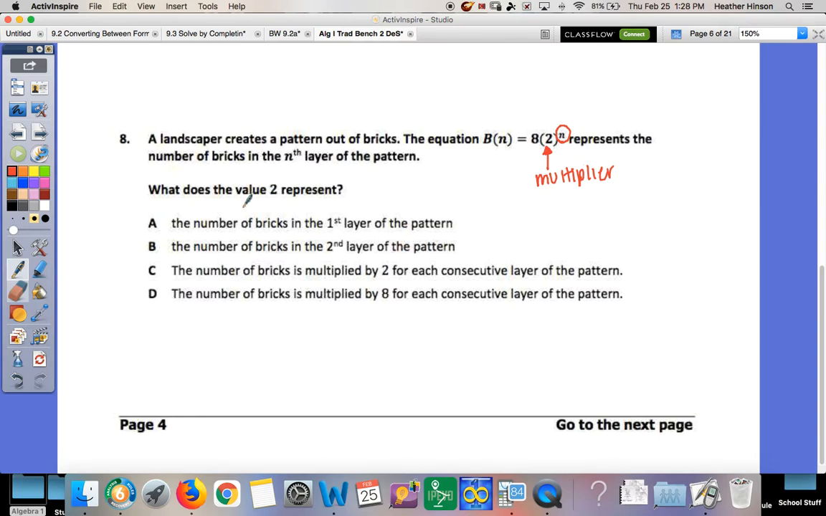So, is your multiplier just going to be the number of bricks in the first layer? Now, if you look up here, the number of bricks in the nth layer, that's represented by n. We don't have a number for n, so we're not looking at the layers here. Same thing for b. This is not the second layer. The layers are n. 2 is your multiplier. It is not n.